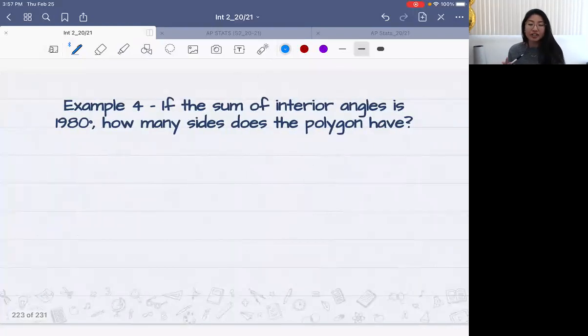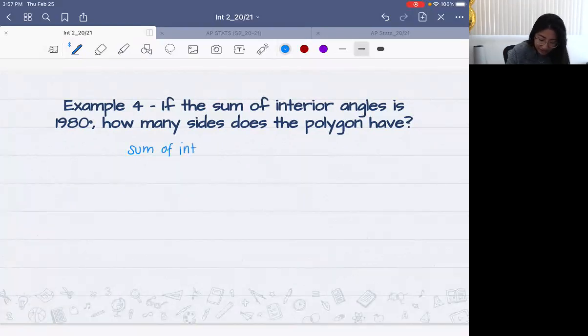Okay, example 4: if the sum of interior angles is 1,980, how many sides does the polygon have? Notice that in the previous problem, we found the sum of interior angles given the number of sides this polygon has, but what if we have to work backwards now? We are given the sum of interior angles and now we have to find the sides. But again, I'm going to write out the formula because the formula is important.